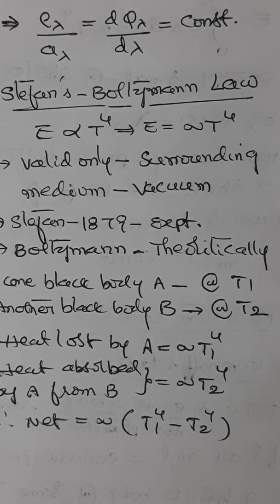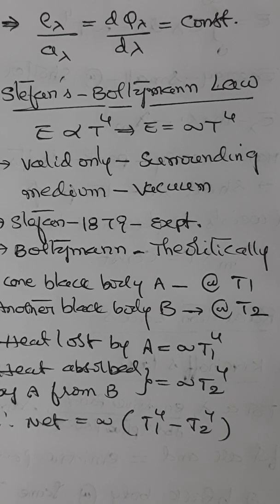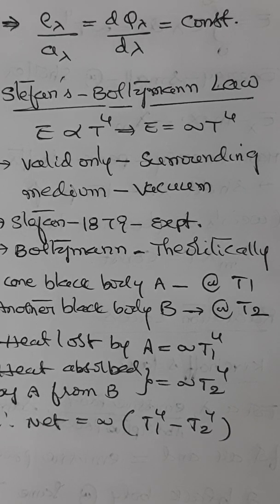To understand this, consider the case of a black body, let us say A, at an absolute temperature T1, which is surrounded by another black body, let us say B, at absolute temperature T2. Now, the heat lost by the black body at T1 is sigma T1 power 4. The amount of heat absorbed by the black body A from the black body B is sigma T2 power 4.